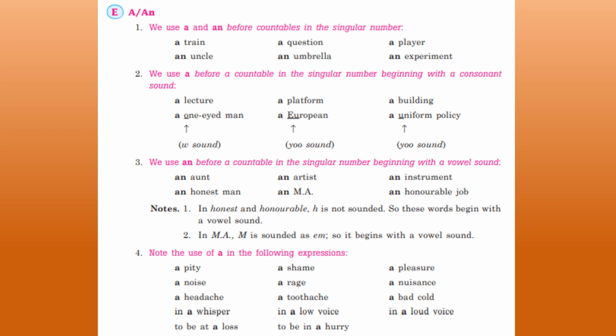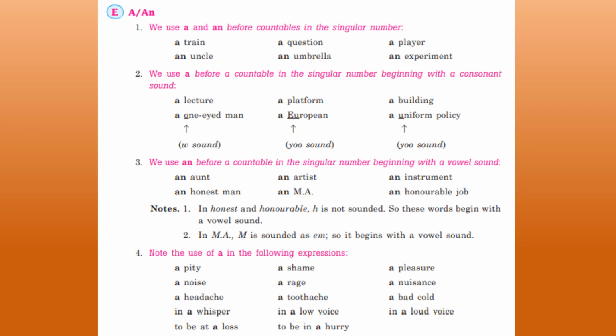So we have seen that in honest and honorable, H is not sounded. So these words begin with a vowel sound. In MA, M is sounded as EM. So it begins with a vowel sound.